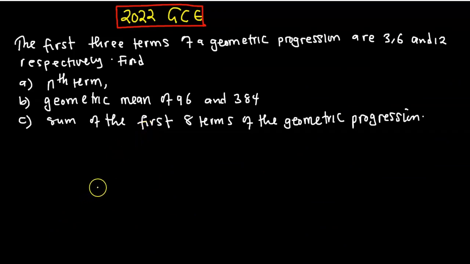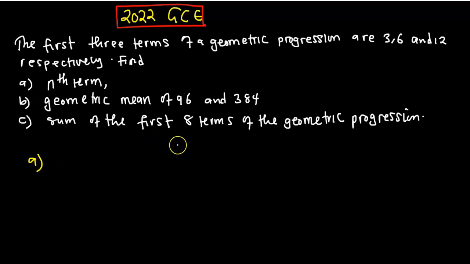Let us answer the question that came in 2022 GCE, that is on GP. So the first 3 terms of the geometric progression are 3, 6, and 12, respectively. The first question, which is question A, is find the nth term. So we are going to find the formula for the nth term here.